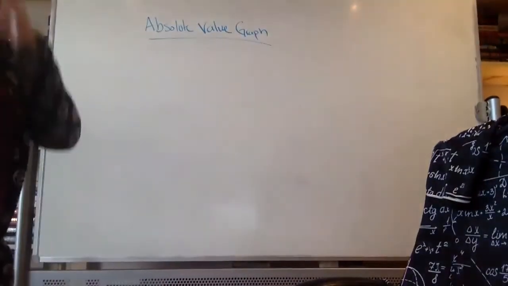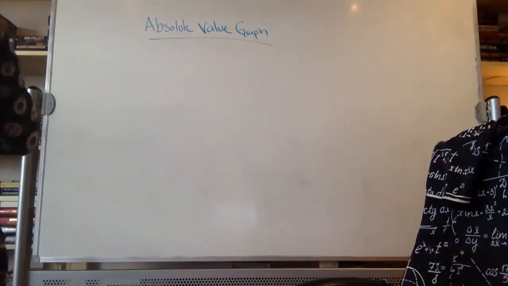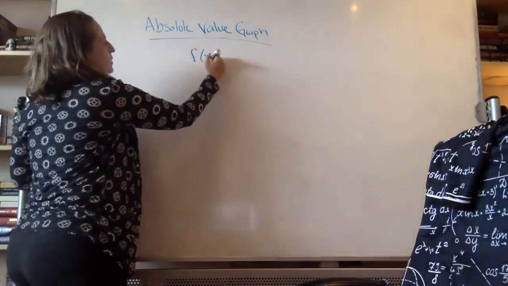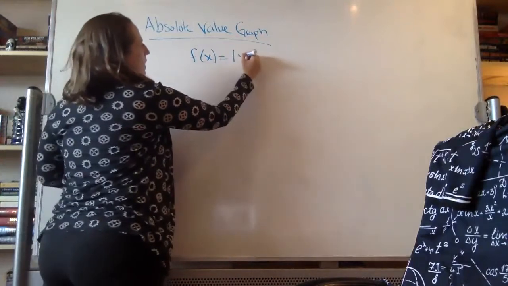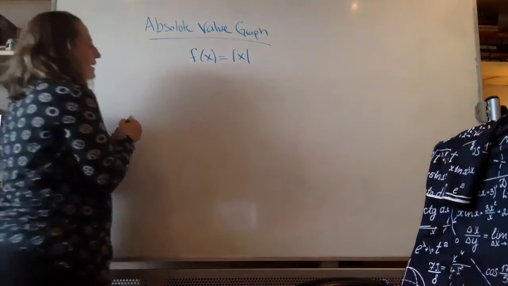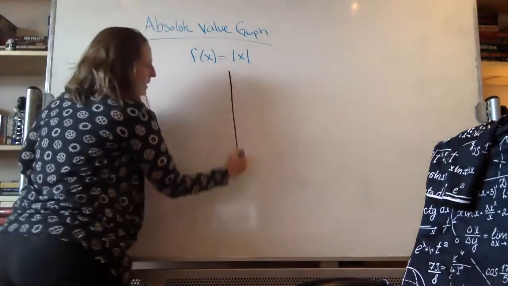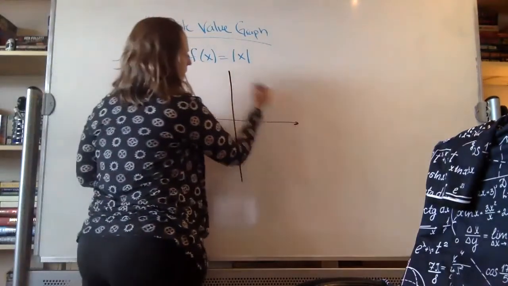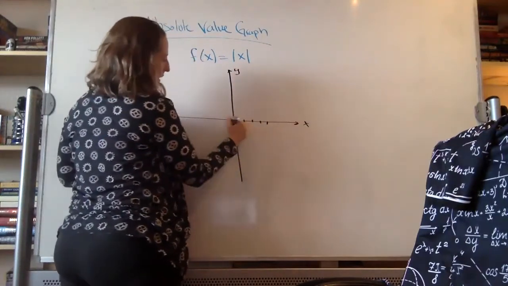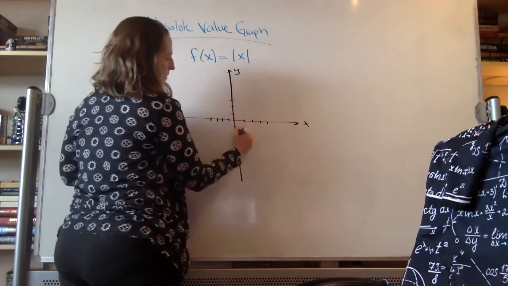So we looked at the absolute value graph in our basic function graphs, but let's just do a quick review and talk about how to graph it using transformations. Okay. So remember that the absolute value graph takes all positives and leaves them positive, and takes all negatives and turns them positive. So what does that end up looking like on a graph? Well, let's do a quick sketch so that we can remember.